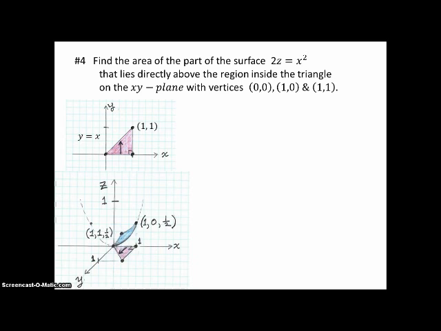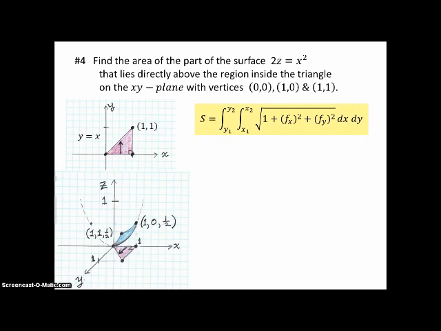And then for the three-dimensional surface that we're talking about, I just computed the z values at those three corners. So 0, 0, 0 stays at 0, 0, 0. And 1, 1, well, let's see. When x is 1, then z is going to be a half. So we get 1, 1, half. And then at 1, 0, again, z is going to be a half. So the little blue surface is my curved surface that's part of the 2z equal x squared surface.